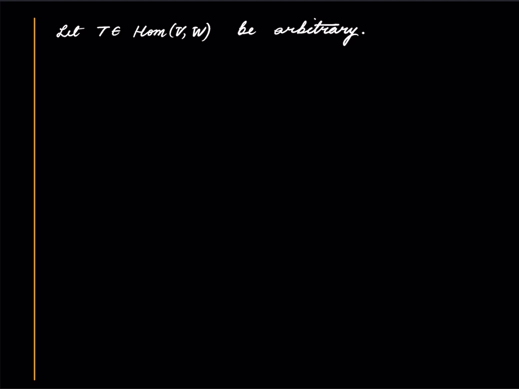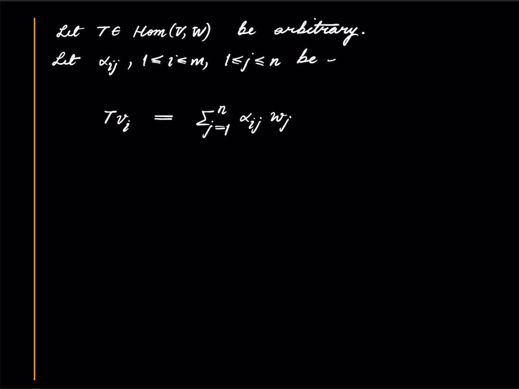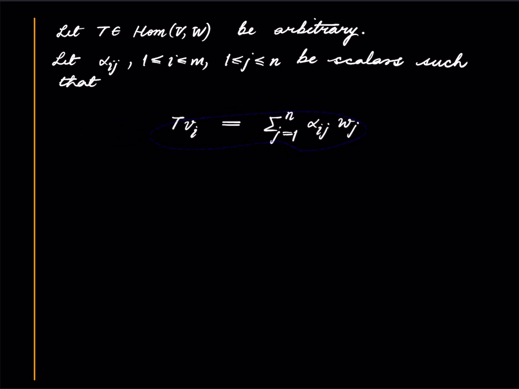So what we have is, let's say, T v_i is going to be some vector in the space W. So there are scalars alpha_i1, alpha_i2, and so on, such that T v_i is the summation of alpha_ij w_j. So basically, what I should really be writing is: let alpha_ij, i in this range, j in this range, be scalars such that this equation is satisfied. And there are unique such scalars. Please take a note of that.